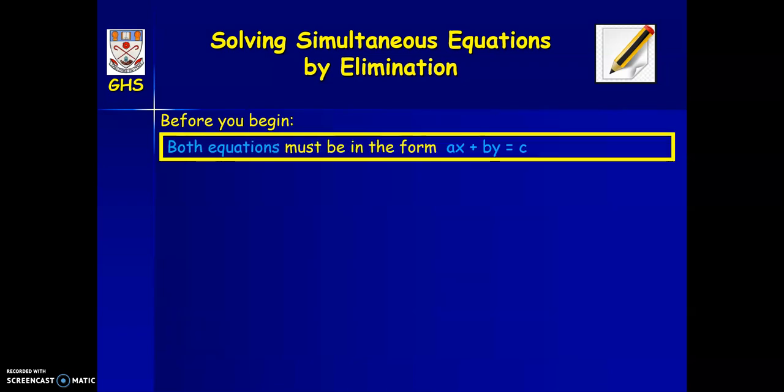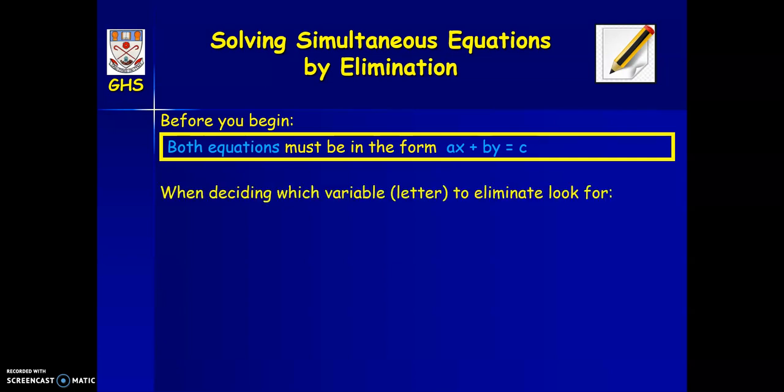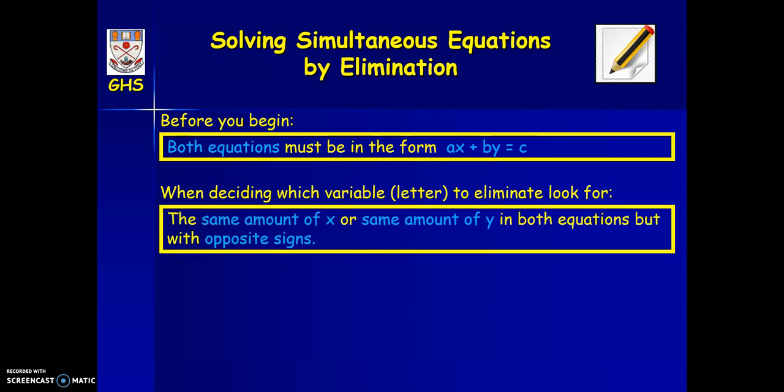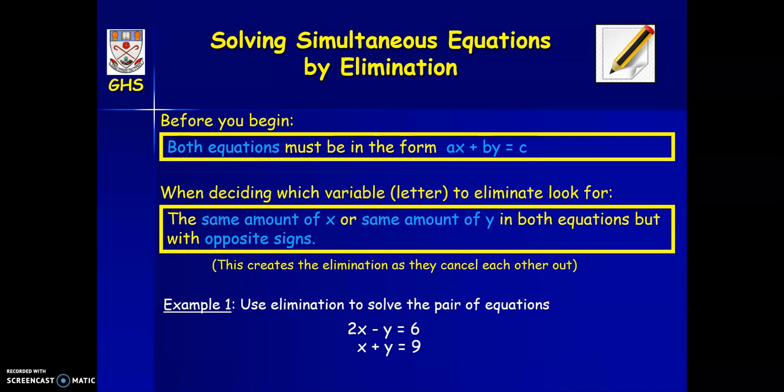Both equations must be in the form ax plus by equals c. So an a term plus or minus a b term equal to a c term. When deciding which variable, that's which letter to eliminate, we look for, and this is very important, this is the key to doing this method, the same amount of x or the same amount of y in both equations, but with opposite signs. The reason we do this is what actually creates the elimination, because the two terms then cancel each other out. So let's look at an example.